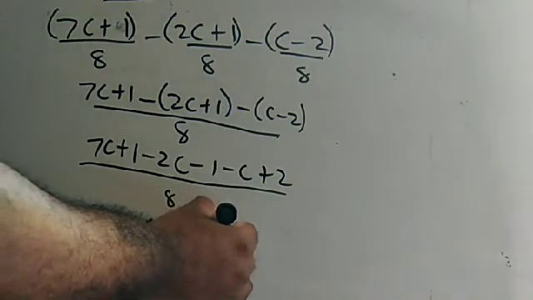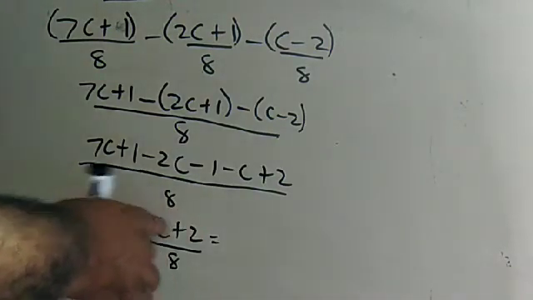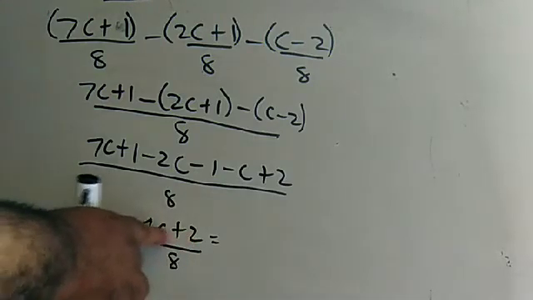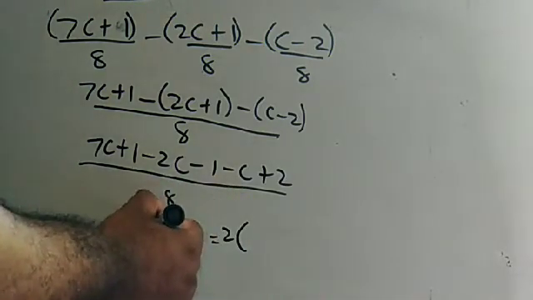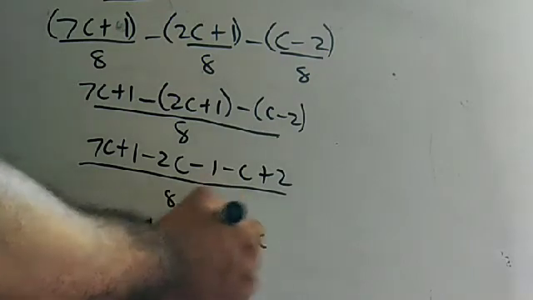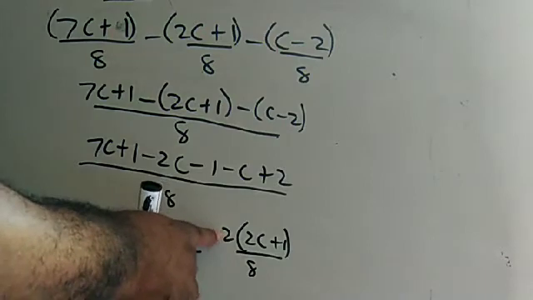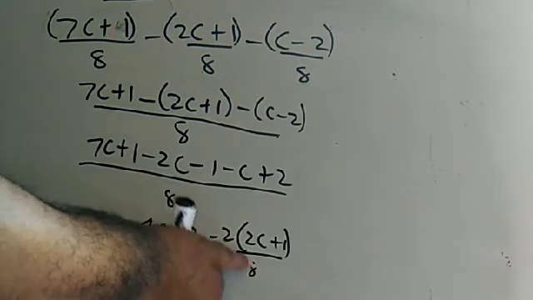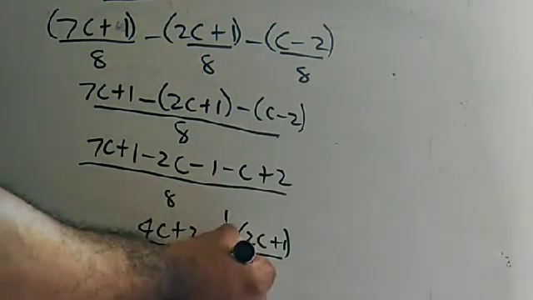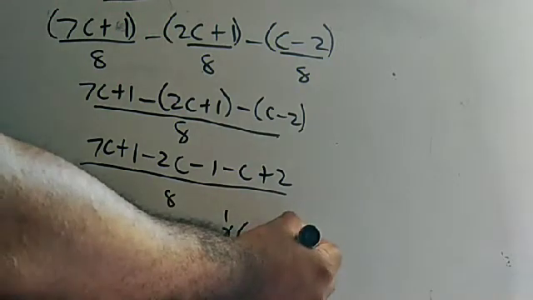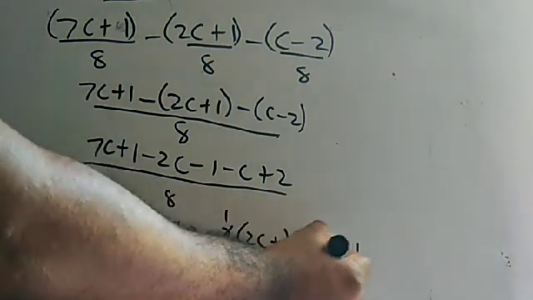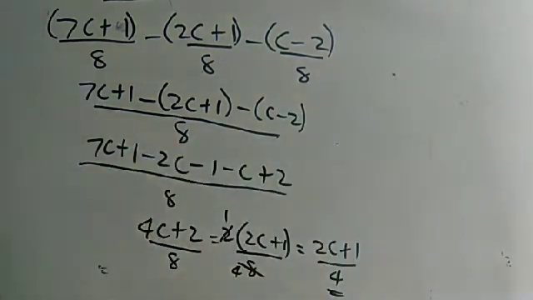Now 4c + 2, I can factorize this. 4 and 2, common factor 2. Then 2 times (2c + 1) over 8. Now 2 and 8 can simplify: 2 divided by 2 is 1, 8 divided by 2 is 4. The answer is (2c + 1)/4. This is the final answer. Right? Okay.